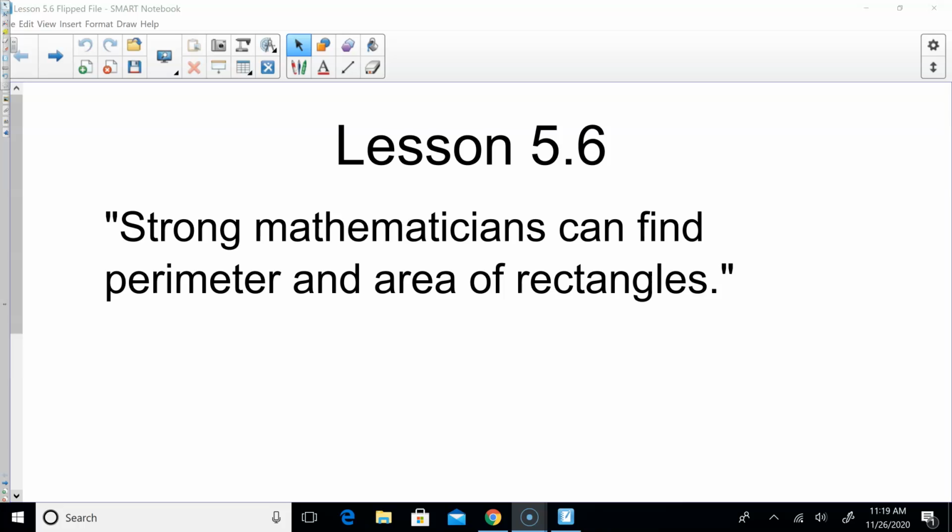Welcome, class, to Lesson 5-6. Today, strong mathematicians can find perimeter and area of rectangles. So you got your notebook, your pencil, write down today's date and the lesson, and let's get started.